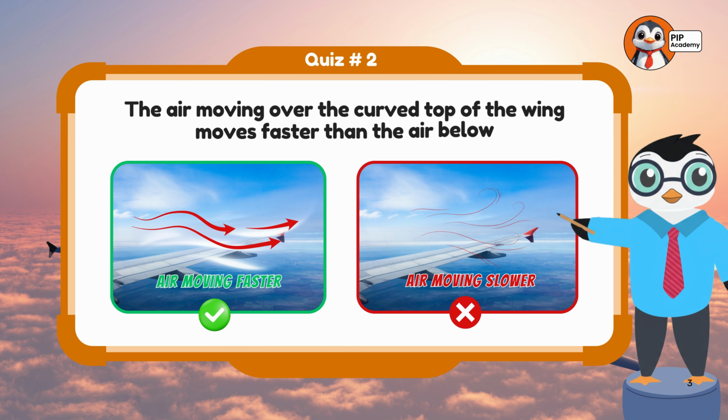Time for our second question. True or false? The air moving over the curved top of the wing moves faster than the air below. True or false?